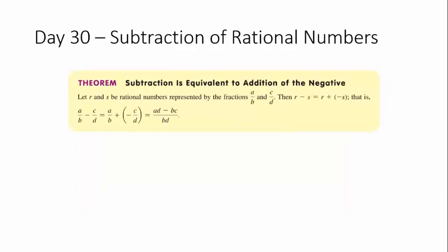Just as with the integers, subtraction is equivalent to the addition of the negative. So you'll see in the theorem here that it's demonstrated that when two fractions are subtracted, it is equivalent to adding the opposite. This notion is also very important.